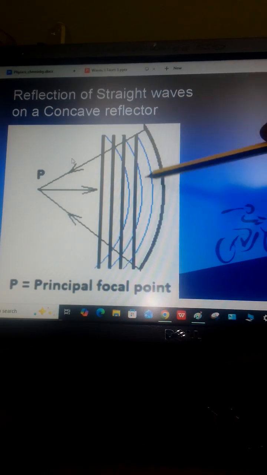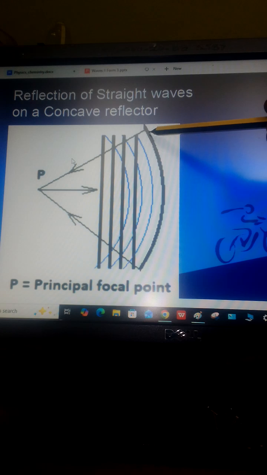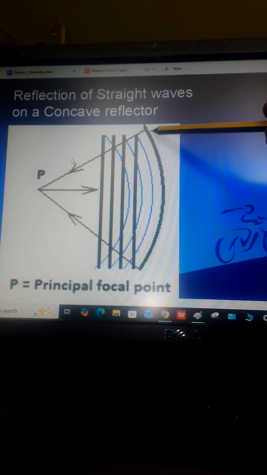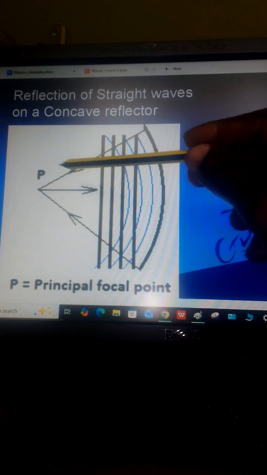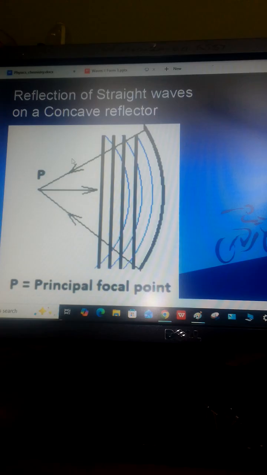The blue curves show the reflected waves, right, from the concave reflector. They take the shape of the concave reflector. You can see they are concentric with the concave reflector. So that's what happens, and they tend to converge towards the principal focal point P. All right.